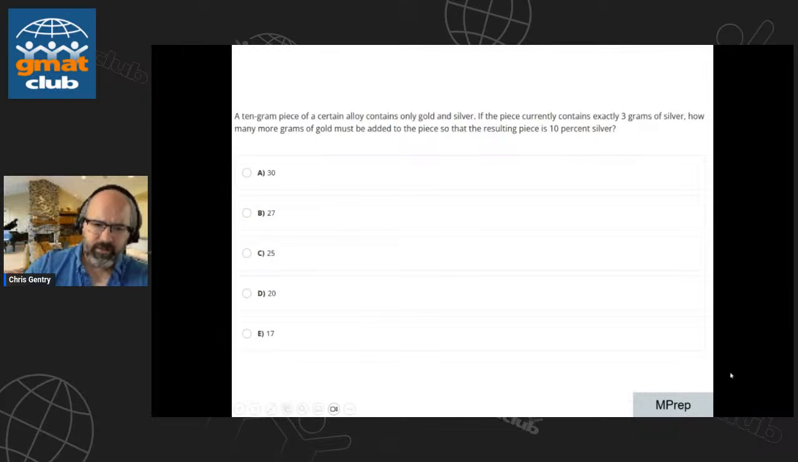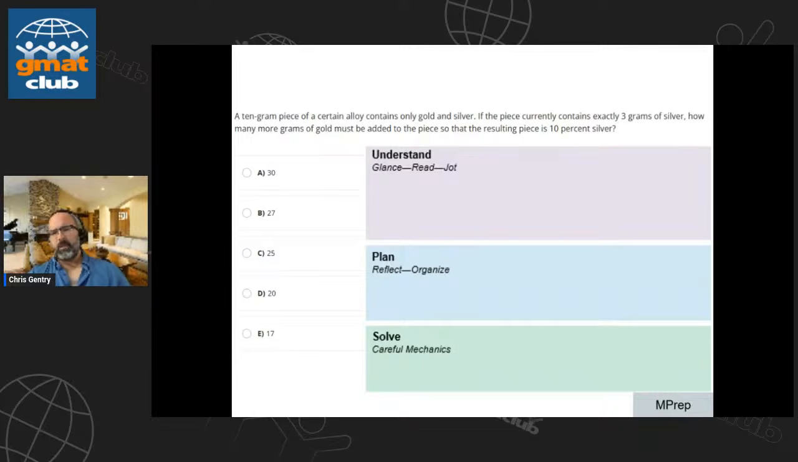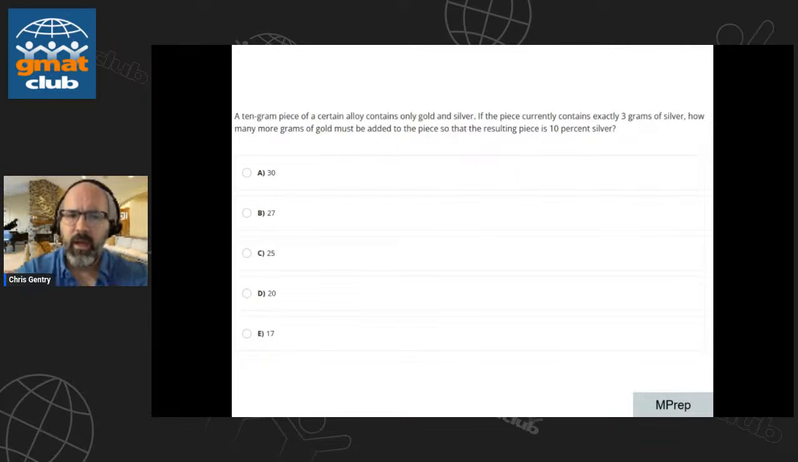But before we get to that, just take a moment, understand what we have here. We have our story. We need to track gold versus silver versus total. There's a change in the element here, so I'm going to make sure that I have a plan or an organization to reflect the amount of each and how it changes. And as I solve, let's be very, very careful with my mechanics, and the answer choices suggest that maybe I can sidestep the algebra, because every single number in this problem is a fairly workable number.